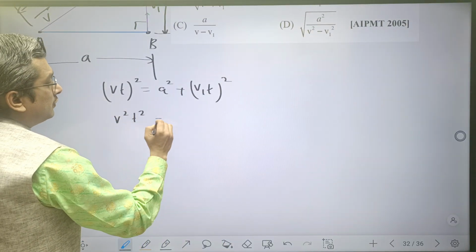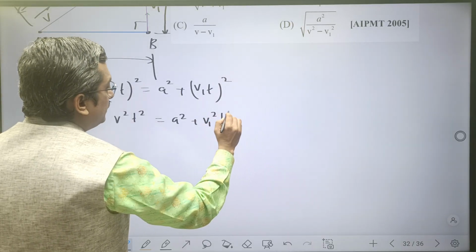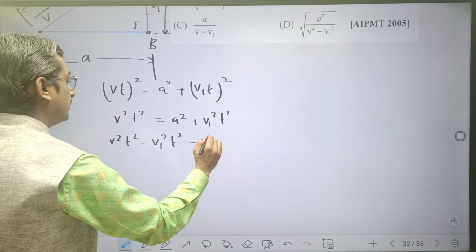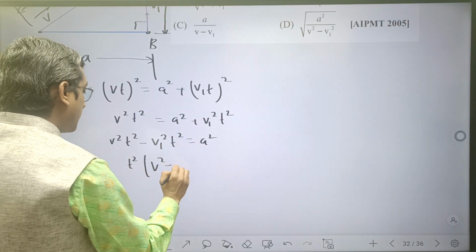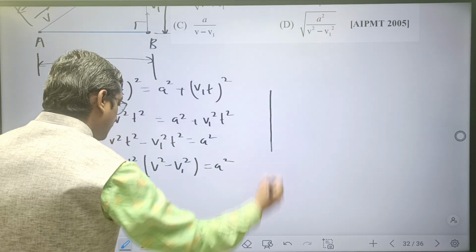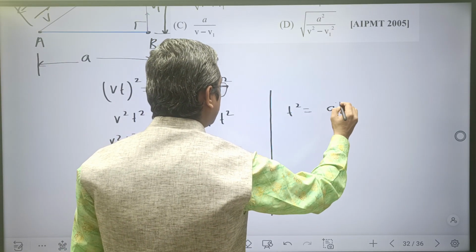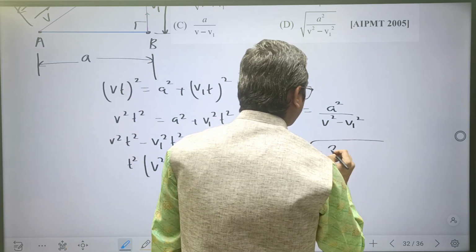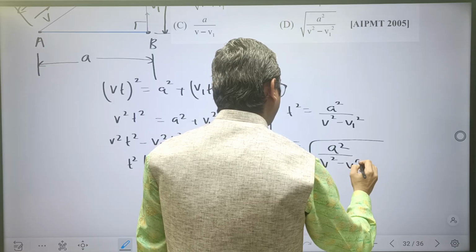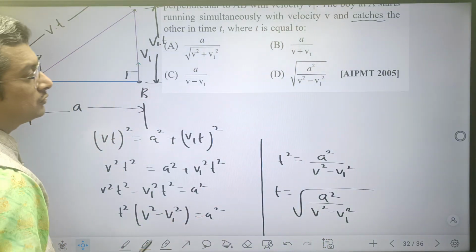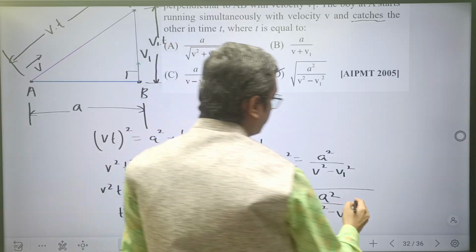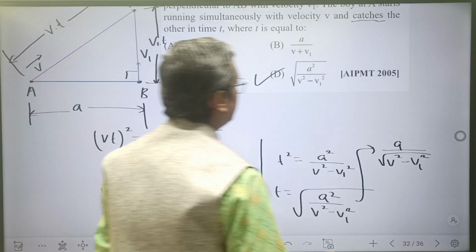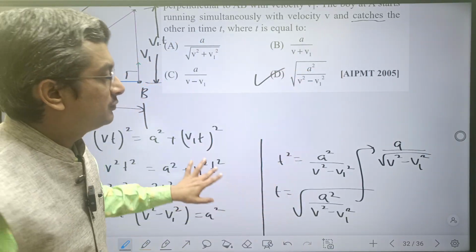So this is v square t square is equal to a square plus v1 square t square. So v square t square minus v1 square t square is equal to a square. So this is t square into (v square minus v1 square) is equal to a square. On further solving, you will get t square is equal to a square by (v square minus v1 square), or t is equal to root over a square by (v square minus v1 square). You can take a square outside the root, so it will be left only a, isn't it? This can also be written as a by root over (v square minus v1 square). But in the question it is given in square root format, so this must be the answer.